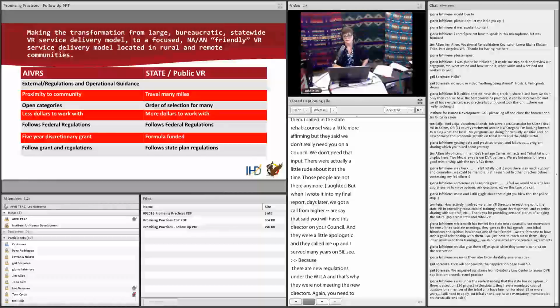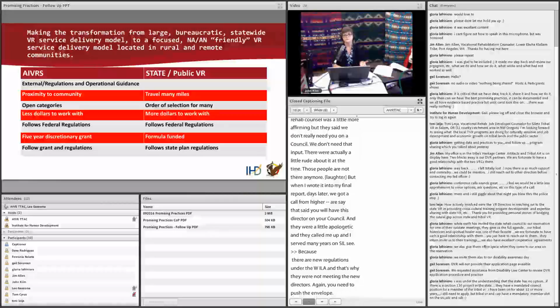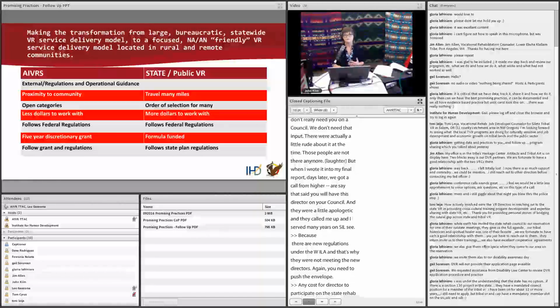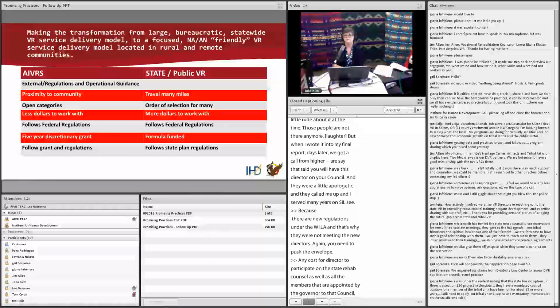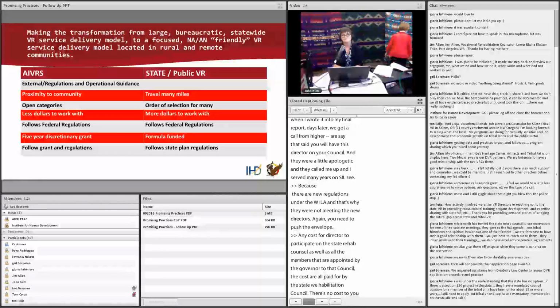And any cost for a director to participate on the State Rehab Council, as well as other members, they're all appointed by the governor onto that council. The costs are all paid for by the State Rehabilitation Council. There's no cost to your tribal organization for you to participate in those activities, except the time that you're gone to do so.